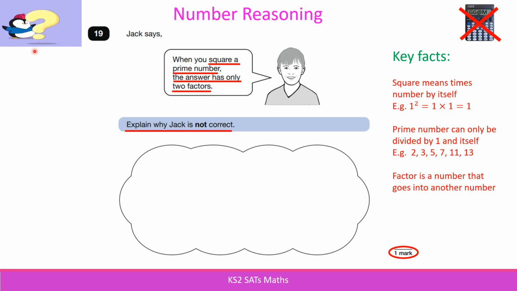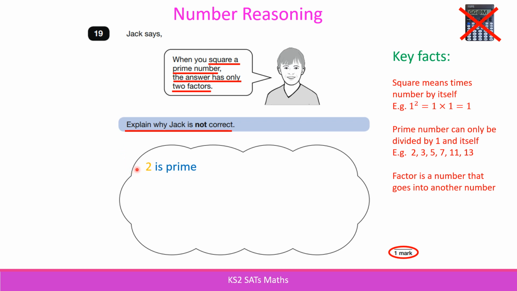Great work, guys. Hopefully you've managed to come up with an answer. So to start with, we're going to think of a prime number. It could be any prime number from this list here. Then you're going to square that prime number. So I'm going to start with the smallest prime number, 2.